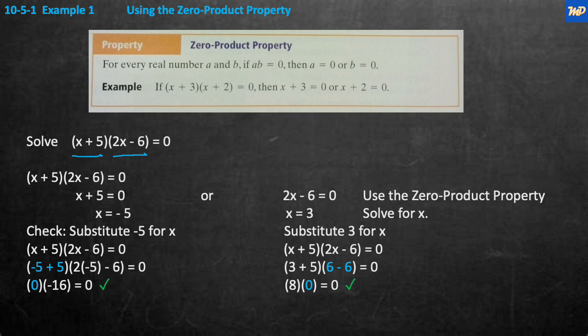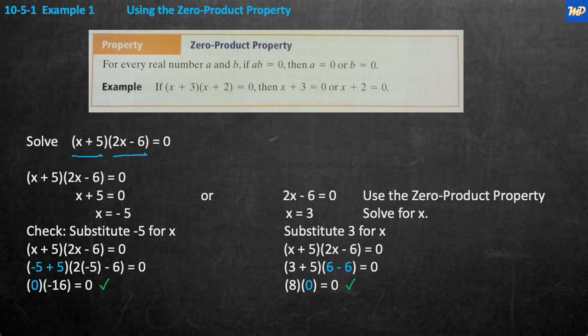If we solve for x on the left-hand side, we move the 5 to the right-hand side by subtracting 5 from both sides, and we get x equals minus 5. Or on the right-hand side, we move the 6 to the other side of the equation and get 2x equals plus 6, and then we divide both sides by 2 and get x equal to 3.